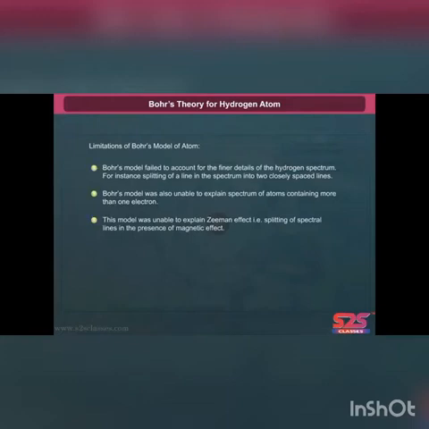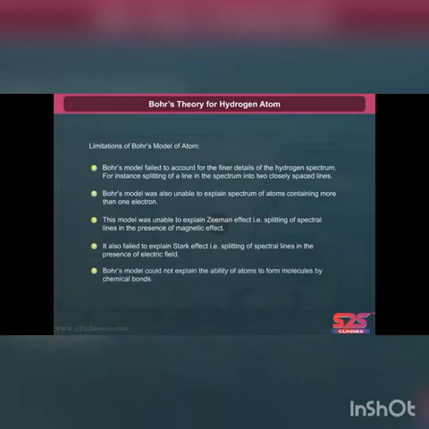This model was unable to explain Zeeman effect, that is, splitting of spectral lines in the presence of magnetic field. It also failed to explain Stark effect, that is, splitting of spectral lines in the presence of electric field. Bohr's model could not explain the ability of atoms to form molecules by chemical bonds.